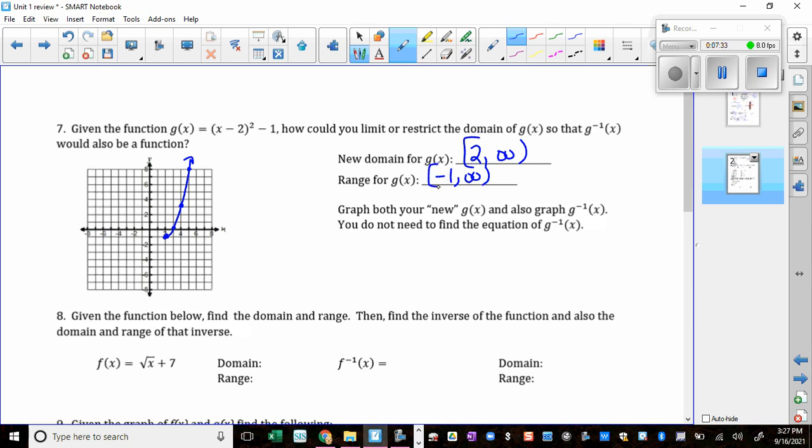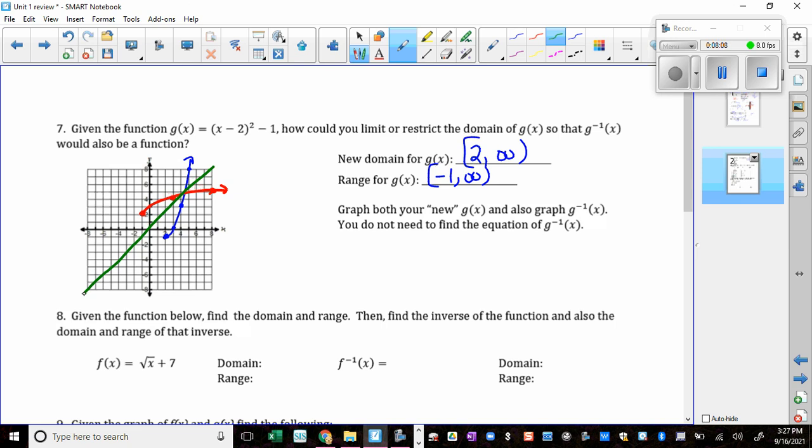Okay, so now I graphed my new g of x. I already have that here because I was already thinking ahead. And graph my inverse. So my inverse, I can just use the points. 2, negative 1 is now negative 1, 2. 4, 3 is now 3, 4. And the other point was at 5, 8, so I'll do 8, 5. And when I'm done, I should get a nice pretty picture, and that picture should look symmetrical over the line y equals x. All right, you don't have to draw that.